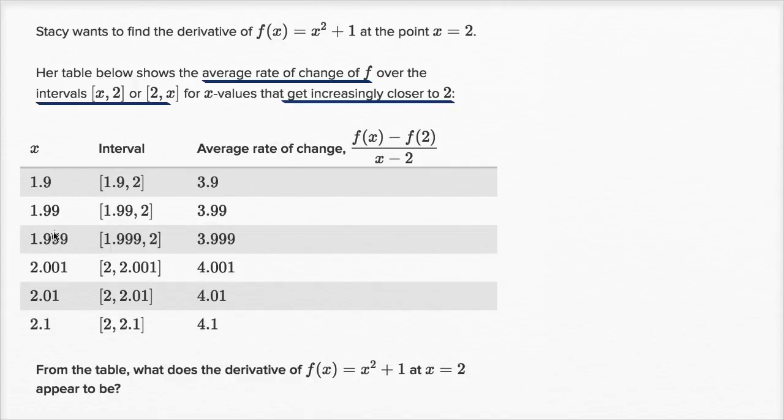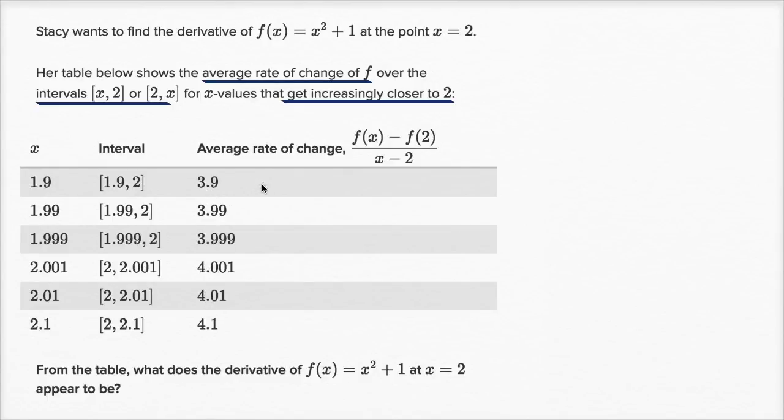So let's read this data here. These are the x values, and she's trying to find the average rate of change of the function between when x is one of these x values and 2. And then she has the average rate of change that she pre-calculated, so we don't have to get a calculator out or anything like that.